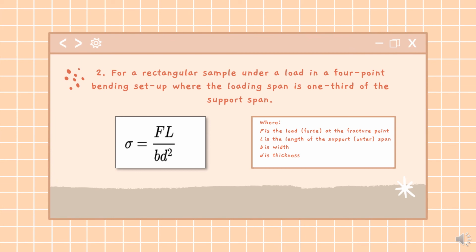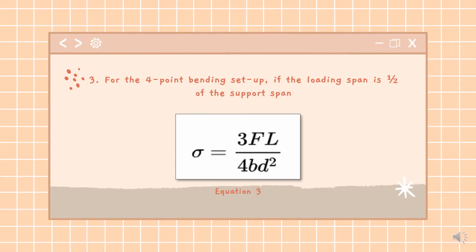For a rectangular sample under a load in a 4-point bending setup where the loading span is 1/3 of the support span, equation 2 will be used. Sigma equals FL over BD squared, where F is the load or the force at the fracture point, L is the length of the support or the outer span, B is the width, and D is the thickness. For the 4-point bending setup, if the loading span is 1/2 of the support span, equation 3 will be used. Sigma equals 3FL over 4BD squared.